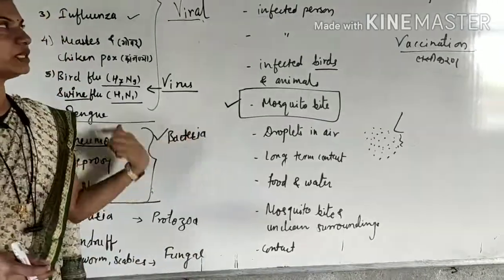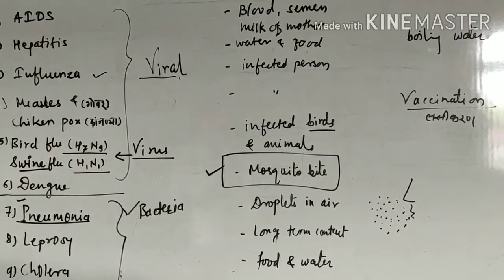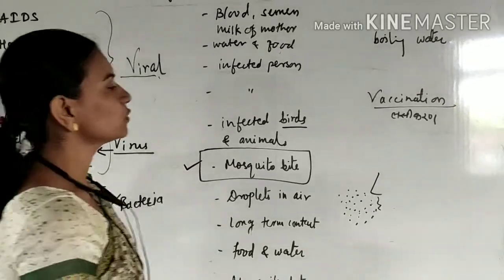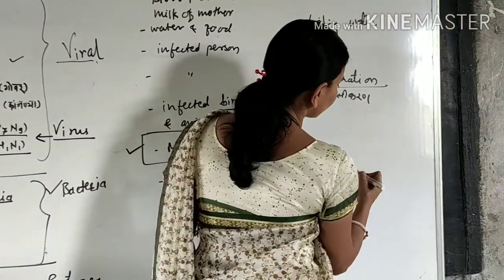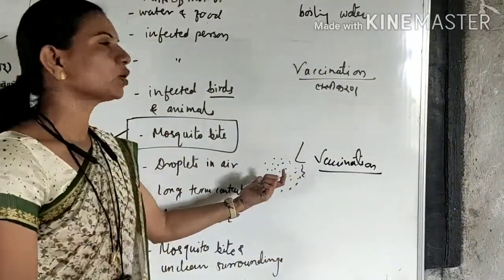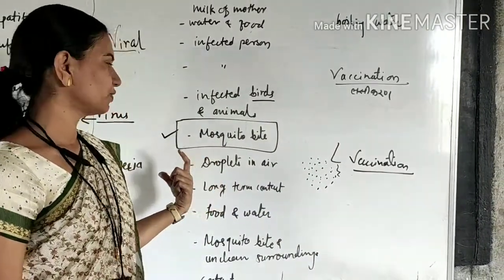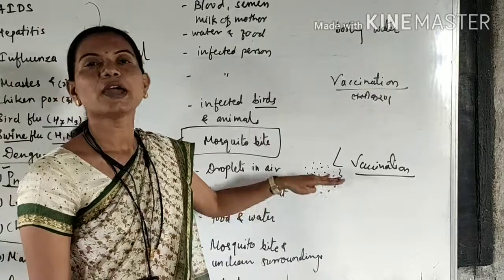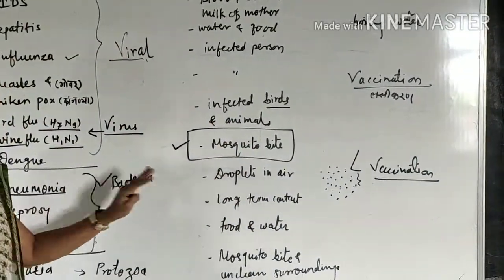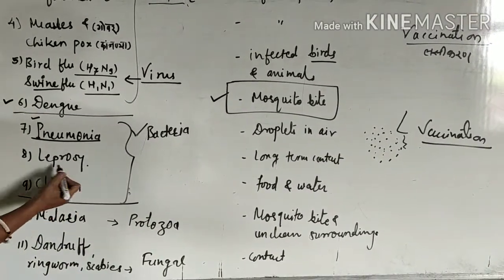Then preventive measures of this pneumonia disease: vaccination, and also avoid contact with the infected person. Here also vaccination is very important, and when you come in contact with the infected person, at that time there are chances of this infection. Therefore you must avoid contact with this patient. So this is about the pneumonia disease. It is a bacterial disease. Now the next bacterial disease is leprosy.